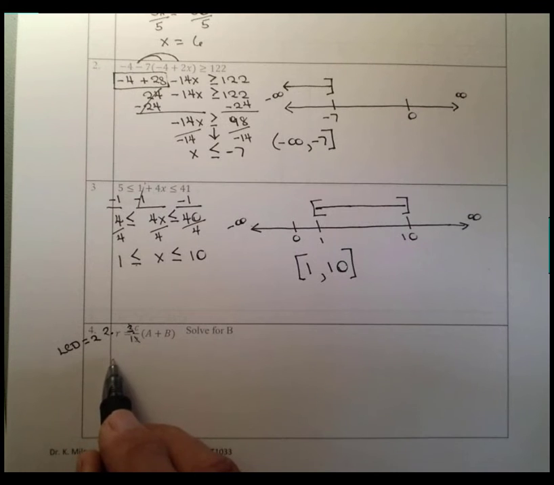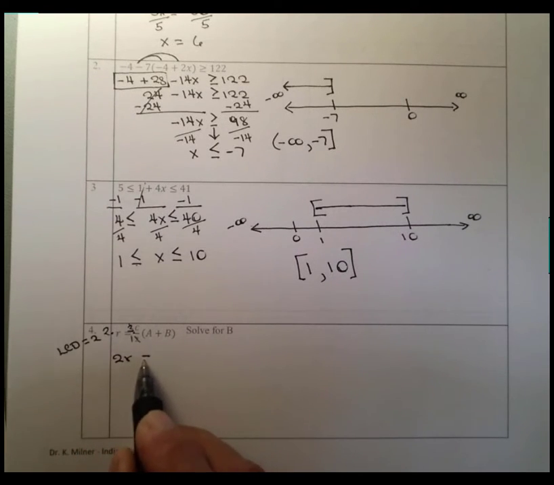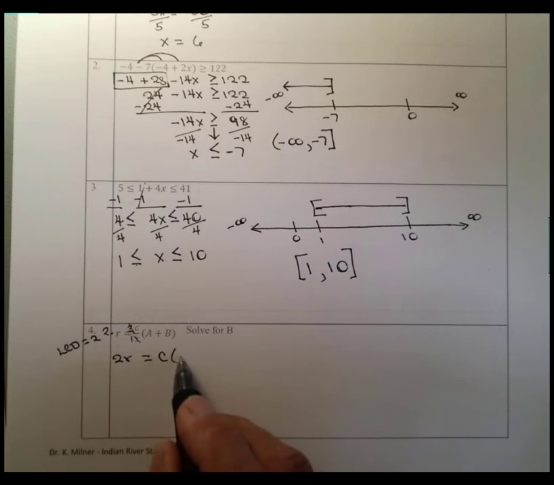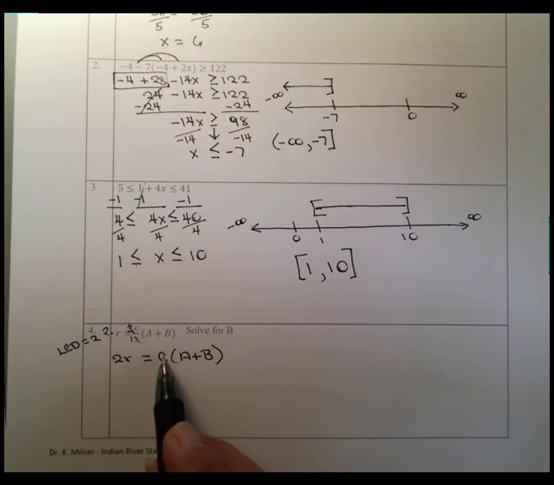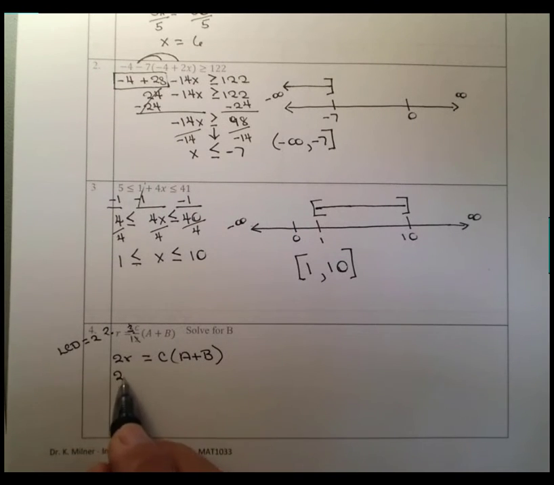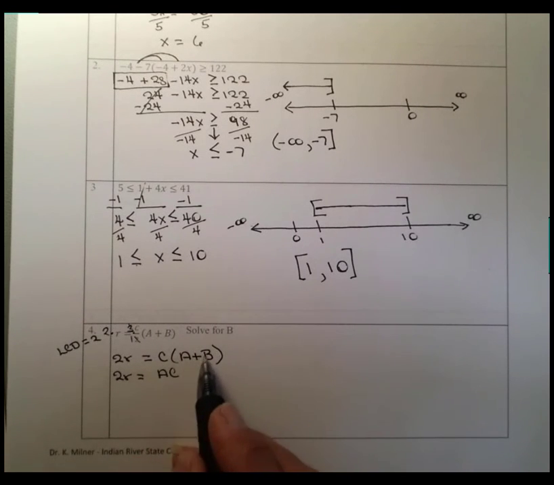So now I have 2 times r is equal to, and these actually reduced, so it's just plain old c times a plus b. I got rid of my fraction. It's a little easier. I still need to solve for b. I'm going to go ahead and distribute the c. So 2r is equal to c times a. Well, that would really be written alphabetically, a c, and c times b.